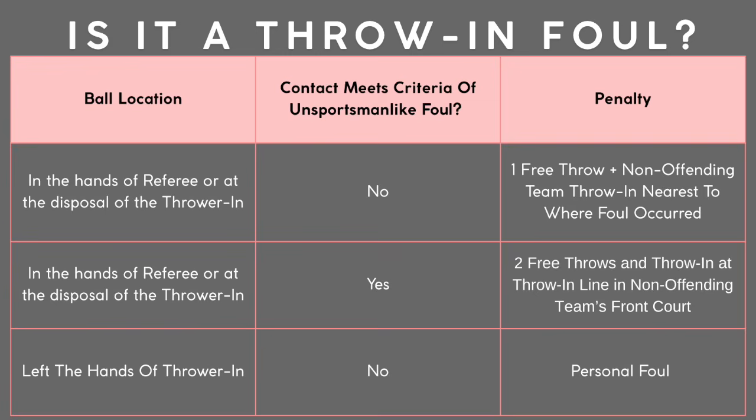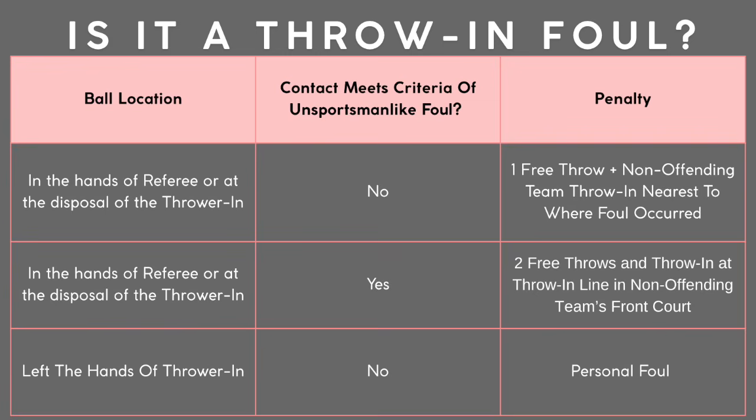However, if that contact meets the criteria of an unsportsmanlike foul, it is not a throw-in foul. We have an unsportsmanlike foul, depending on the criteria, category 1 or 2. We'll have 2 free throws, and we'll proceed like any unsportsmanlike foul. We'll have a throw-in at the throw-in line in the non-offending team's front court.